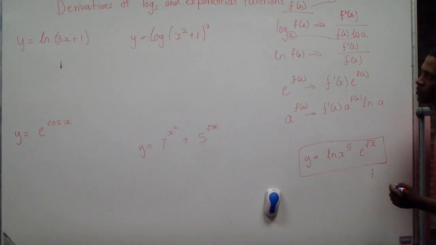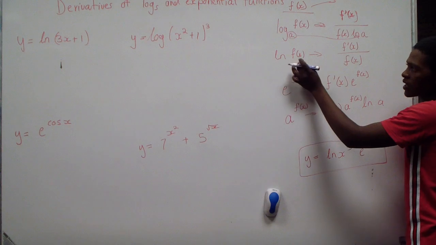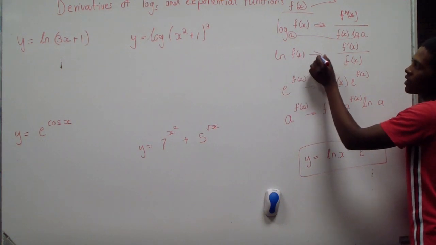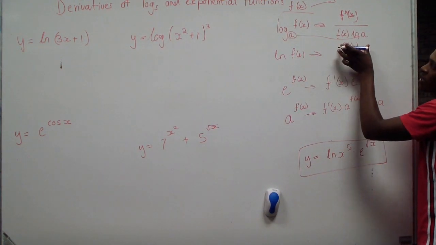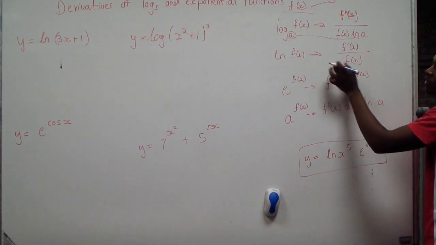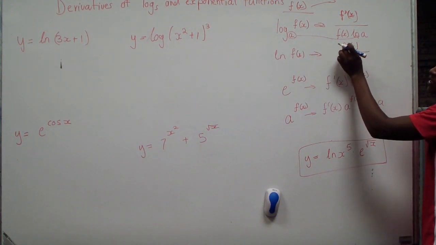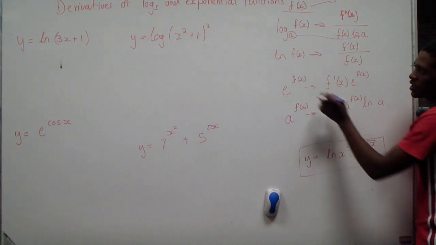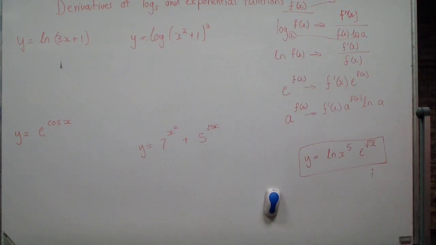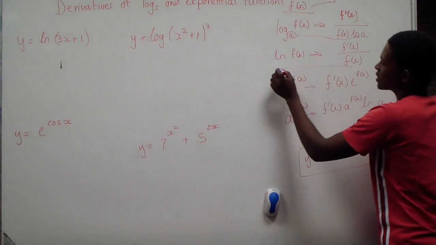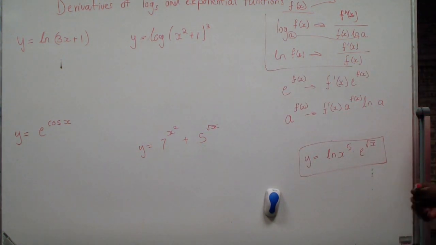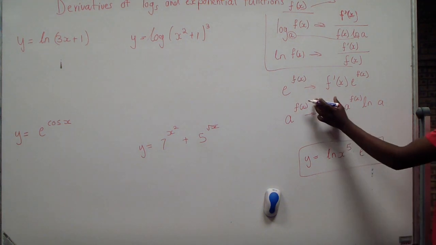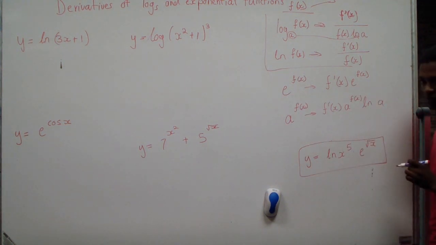When you have ln of a function, you can derive it by applying this formula: the derivative of your function all over your function, and remove ln. These are basically logs. Now, these are exponents.